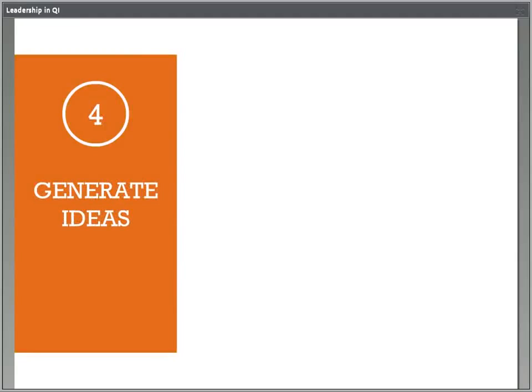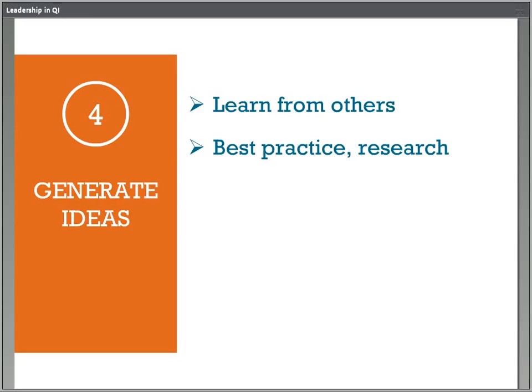Generate ideas. For me, this is the fun part. We learn from others. We look into the prototypes, those who've had some wins. Again, we're looking at best practice and research. Use benchmarks. Try and find out what knowledge there is out there that might work for you. A great source of information is listening to your patients. If we can involve them in their care and capture their voice, their concerns, they have some fantastic ideas, if we can just find a way of getting there.